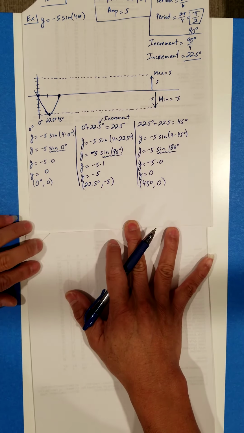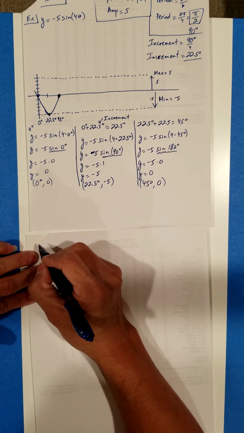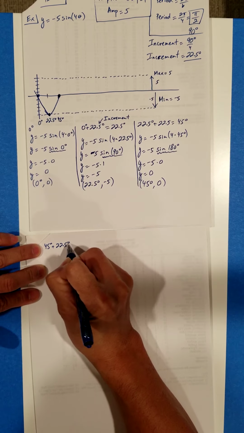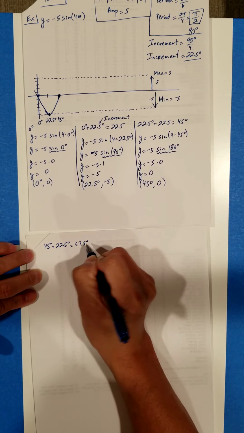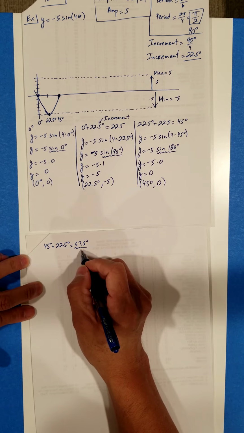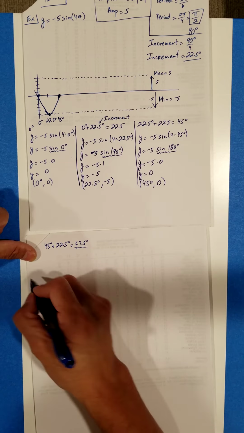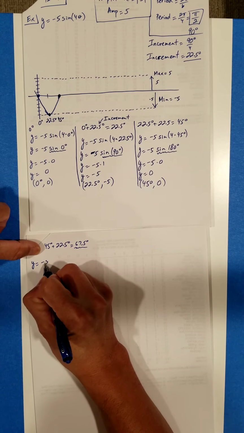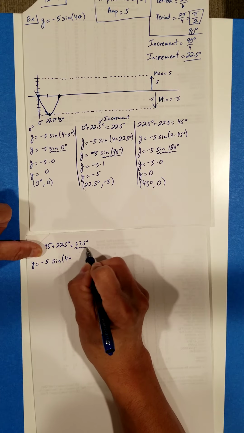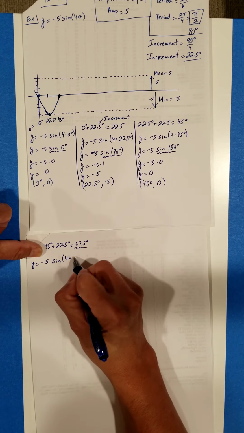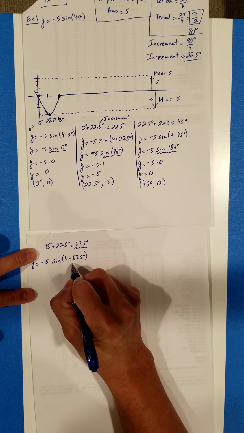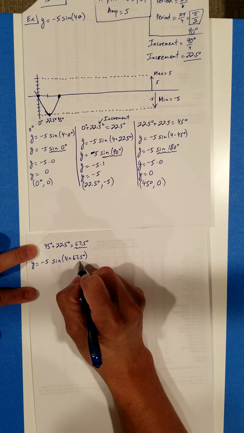Okay, so my last point I used was 45 degrees. I'm going to add the increment 22.5. That gives me 67.5 degrees. This doesn't look like a nice angle, but when you plug it into the equation, it does. So y equals -5 sine 4 times this number here, this angle of 67.5 degrees. That doesn't look too good, right? 67.5 degrees doesn't look like a great angle.